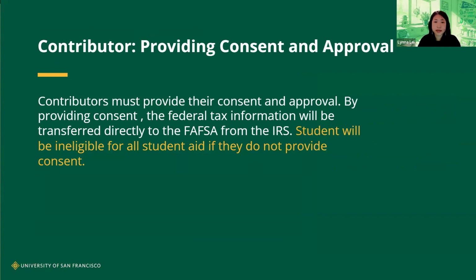Okay, so contributors must also provide consent and approval. By providing consent, the federal tax information can be transferred directly from the IRS to the FAFSA, and students will be ineligible to receive aid if the parent contributor or the spouse contributor does not provide consent. And you should provide consent regardless of whether you filed taxes for the 2023 tax year.